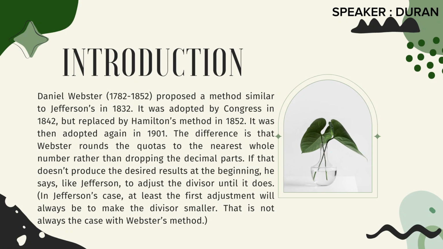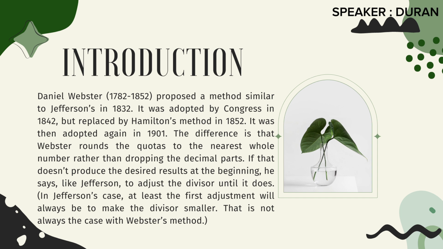The introduction of Webster method: Daniel Webster proposed a method similar to Jefferson's in 1832. It was adopted by Congress in 1842 but replaced by Hamilton method in 1852. It was adopted again in 1901. The difference is that Webster rounds the quotas to the nearest whole number rather than dropping the decimal parts.